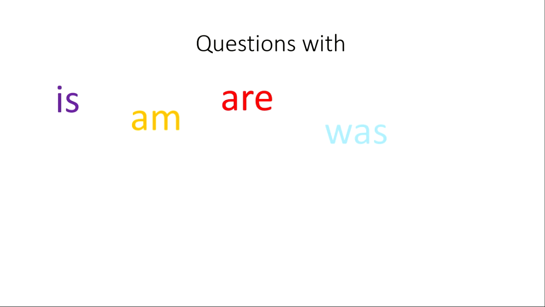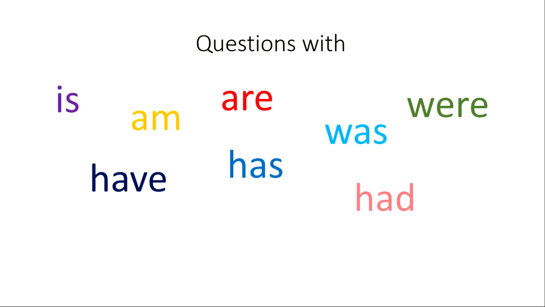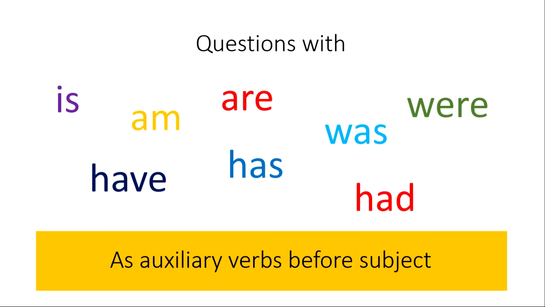Now, we can move on to questions with is, am, are, was, were, have, has, had as auxiliary verb before the subject. These are like do, does, and did, but they follow a different kind of grammar when we want to change them from a question into a noun clause. You have to remember that all of them must appear before the subject when we have a question.